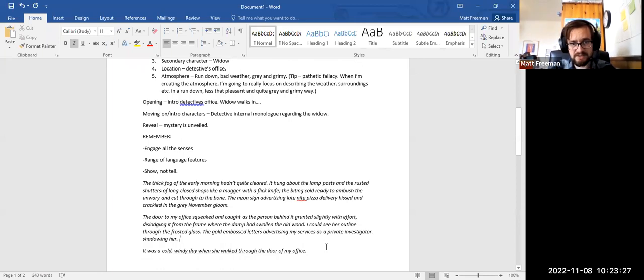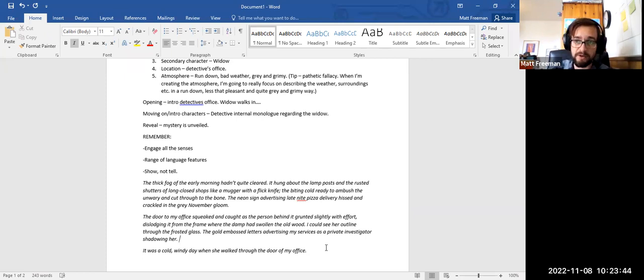So the golden embossed letters advertising my services as a private investigator, shadowing her. So again, I'm introducing her a bit here, really. And of course, with the golden embossed letters, I'm introducing the character as well. You know, the main character, the private investigator, has been introduced here. We know he's a private investigator.